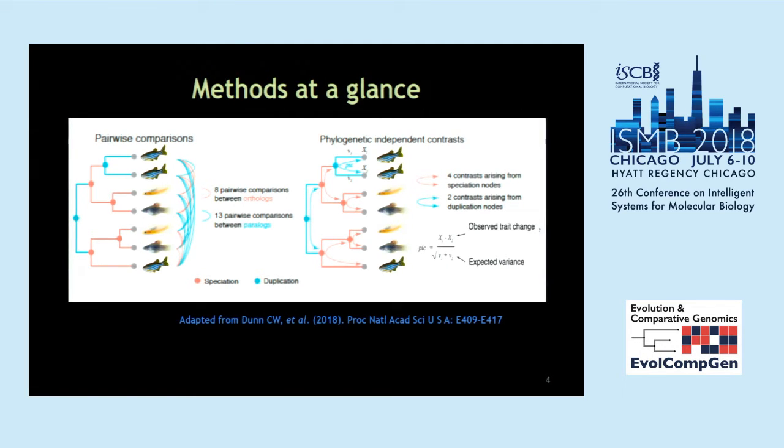phylogenetic independent contrast is used to compute a contrast for each node. For this tree, we have 6 nodes, 2 nodes for duplication and 4 nodes for speciation. Each contrast is independent of the others, and for this node, if we want to calculate the contrast, it can be calculated by this formula, which is the difference between the trait values divided by the square root of the total branch length, that is, the expected variance. That means a higher trait difference means a higher contrast, and a higher expected variance means a lower contrast.